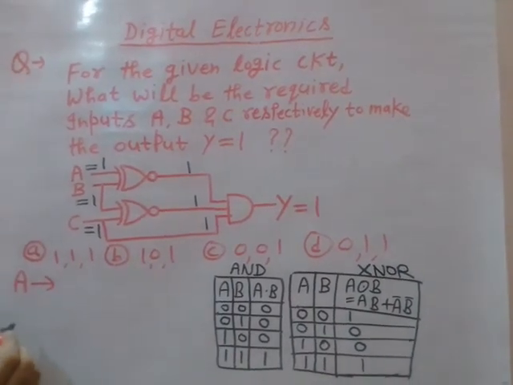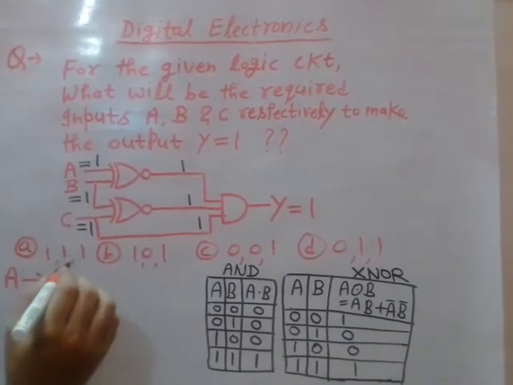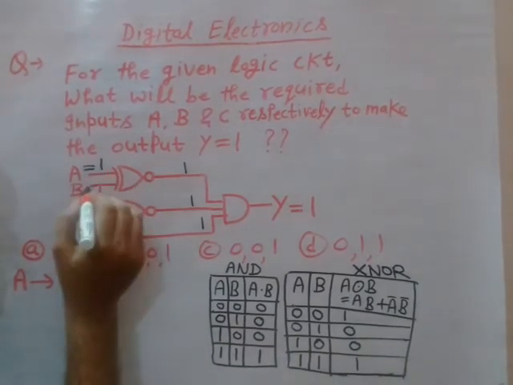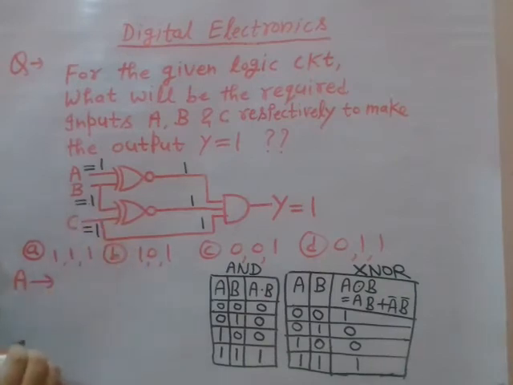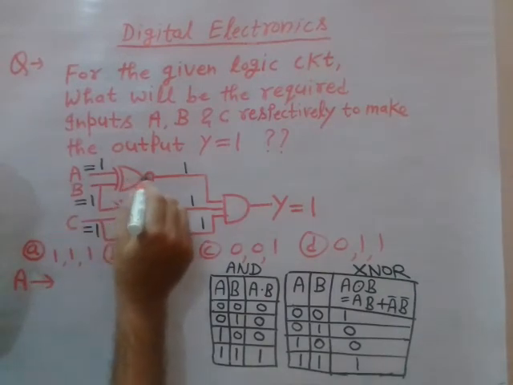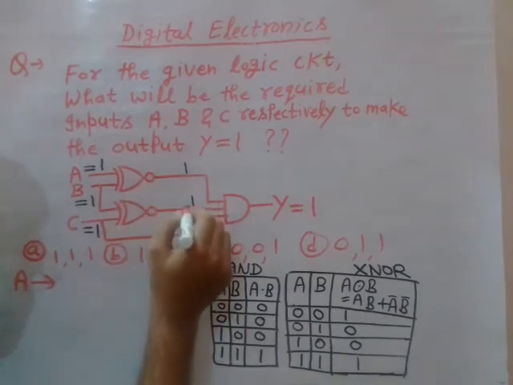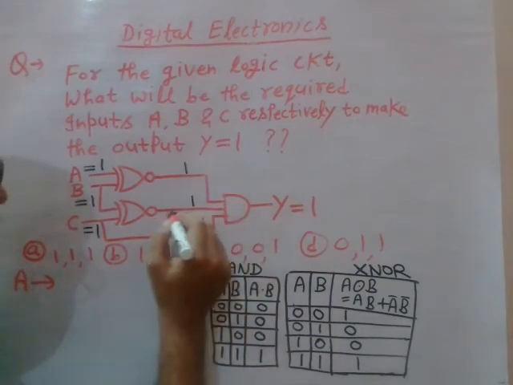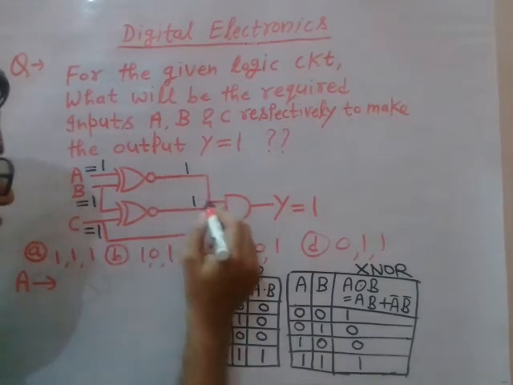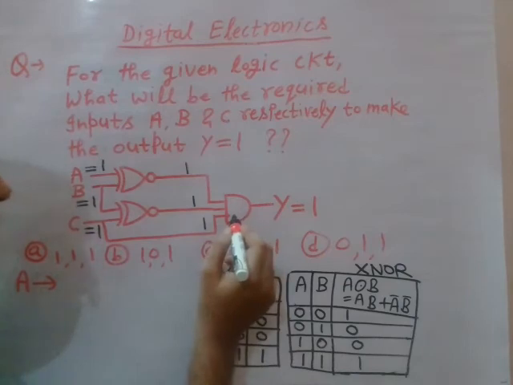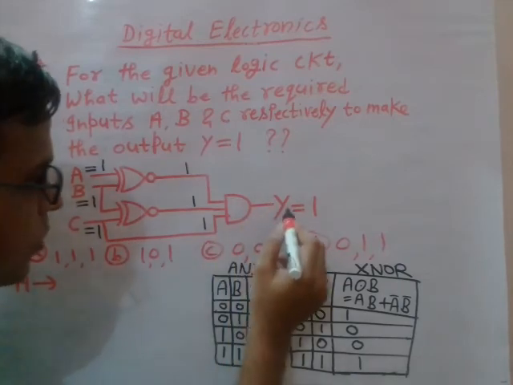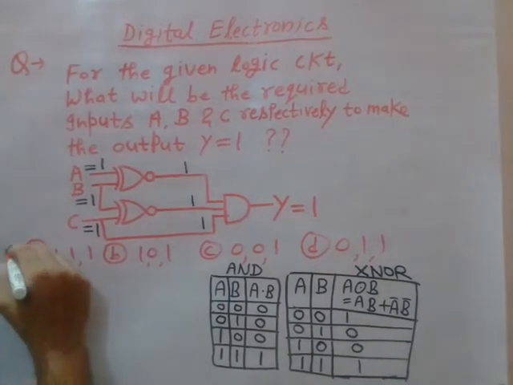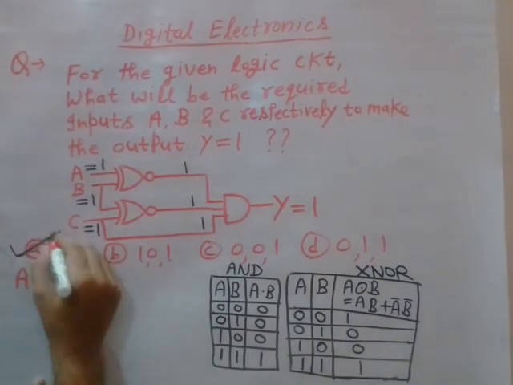So now you find the answer. What should be the combination? A must be 1, B must be 1, and C must be 1. Then only you will get the output of these two XNOR gates equal to 1. Then all three inputs of this AND gate will be 1, and then only you will get the output Y equal to 1, right? So what is the correct option? A is the correct option.